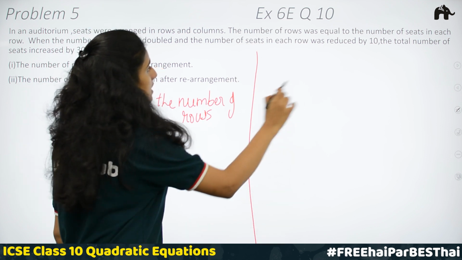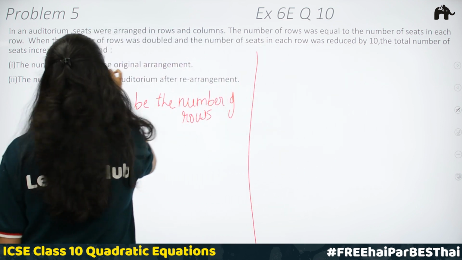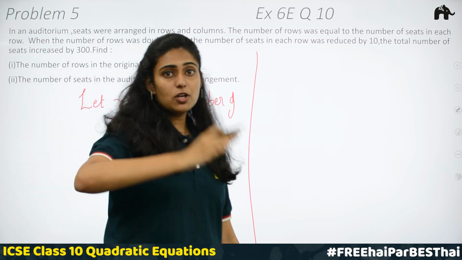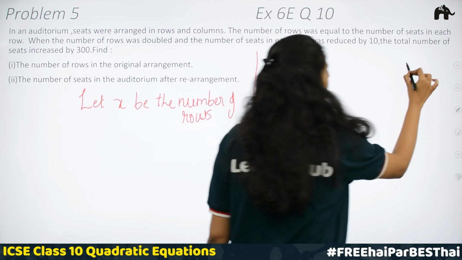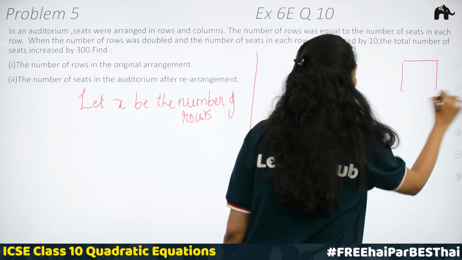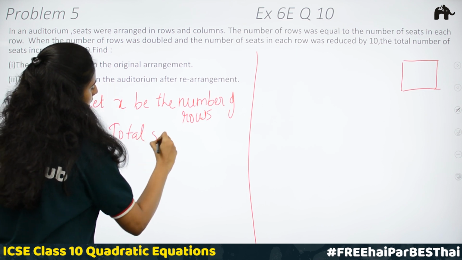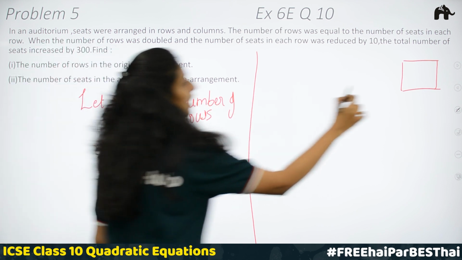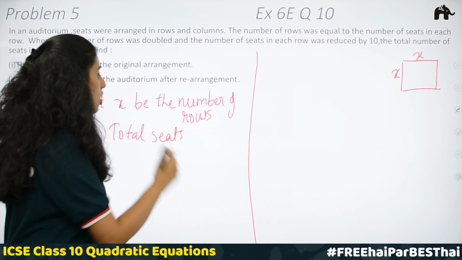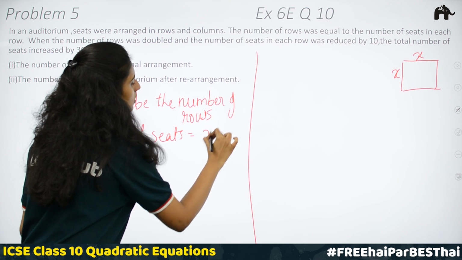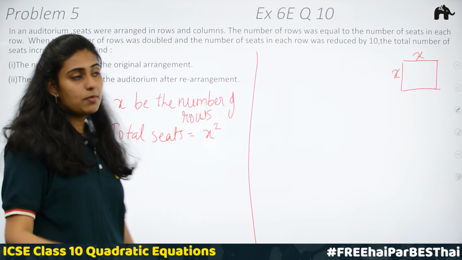Now, it is given that the number of rows was equal to the number of seats in each row. Number of seats in each row gives the number of columns. Here, to find the total seats, we have x rows and x columns. Then the total number of seats will be equal to x square, that is number of rows into number of columns.